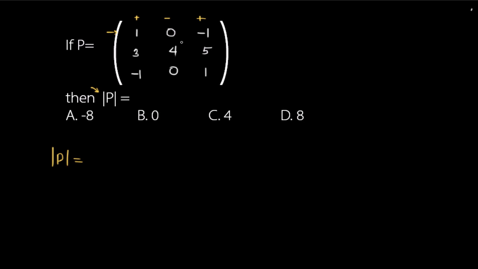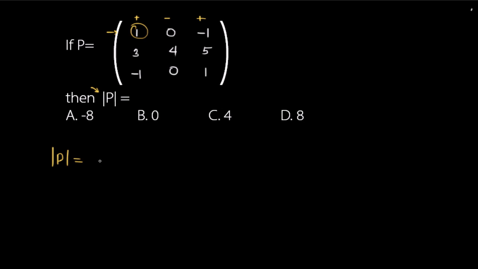So to find the determinant of P, I need to reduce the problem to a smaller problem. That is, to reduce the problem of finding the determinant of a 3 by 3 matrix to the problem of finding the determinant of a 2 by 2 matrix. So how do I go about that? Now what's going to happen is, for the first entry in the first row, you delete the first row and delete the first column.